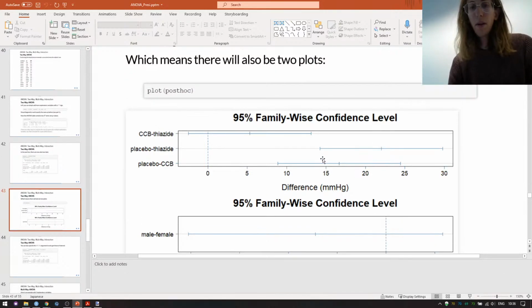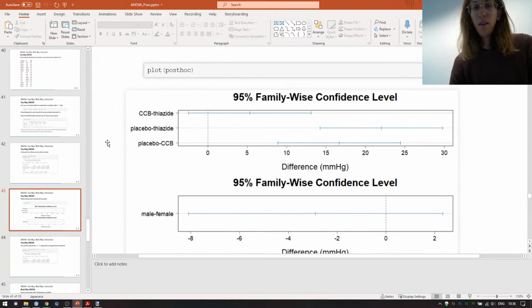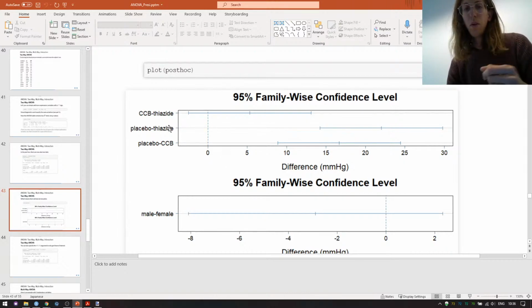Now once again we can plot the data, and this is the data that we got before. So we say plot post hoc, and then we don't just get one plot, but for each categorical variable we get a plot. So this is the male-female difference.